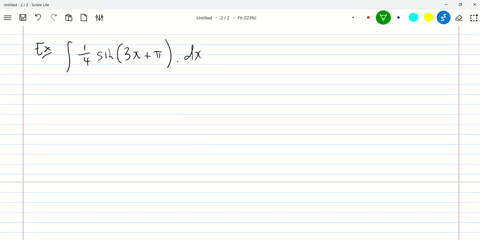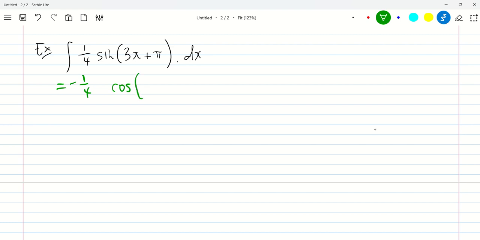Perfect. Last example. Not much today. Just going to have a quick look at this. Equals, again, 1/4 sits out the front. Sine goes to negative cos. So I'm just going to put that negative out the front. That's going to change into cos. I'll leave some space just in case there's another fraction I need to put there. So, and then we've got 3x plus pi in the brackets. And then we divide by whatever's in front of x. So that's going to be 1/3 in front of there. If you want, just sort of put the brackets there to make sure.